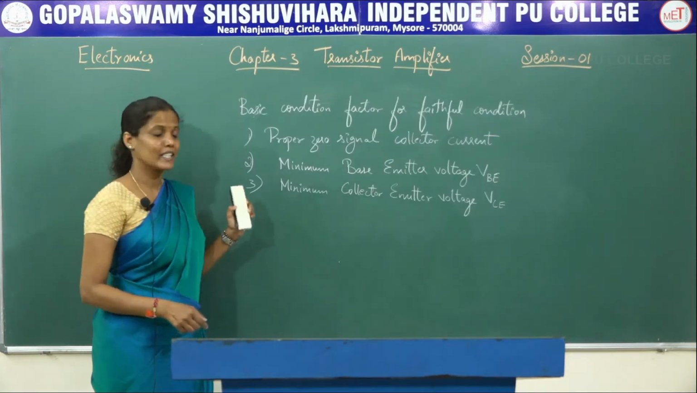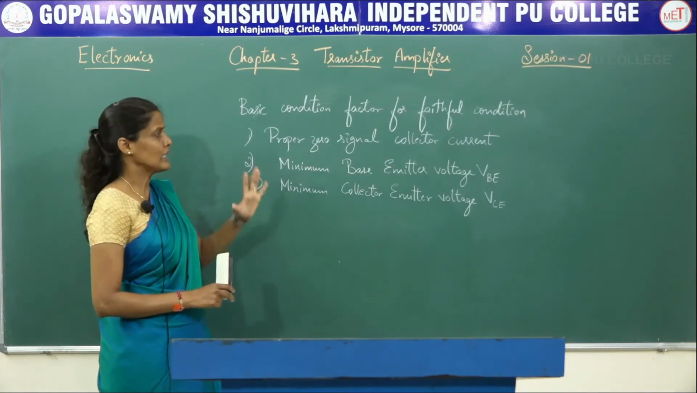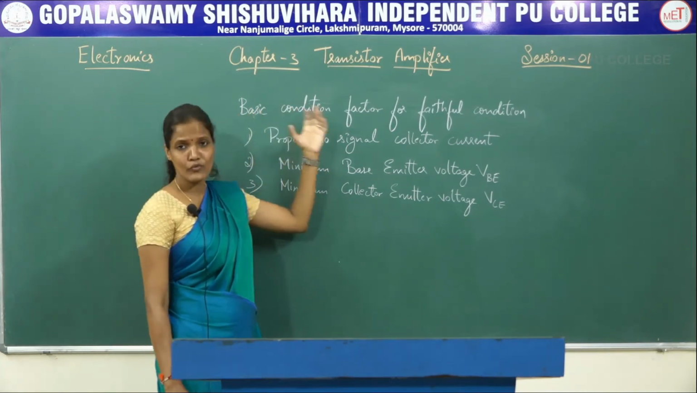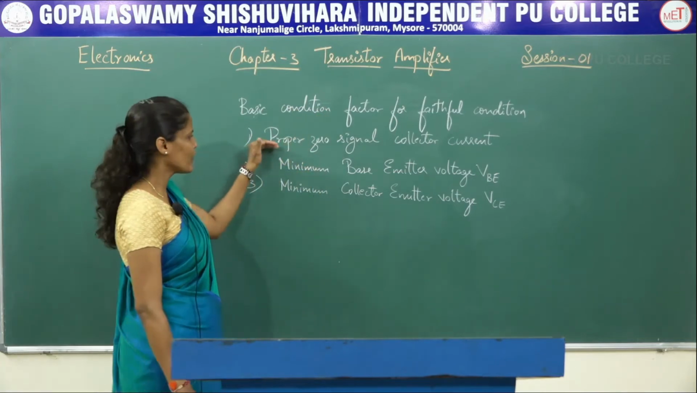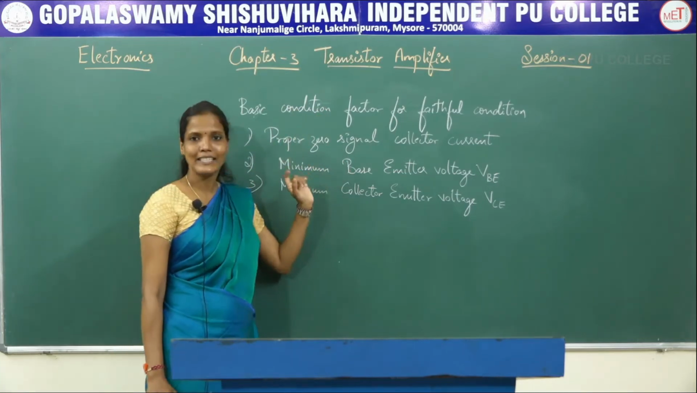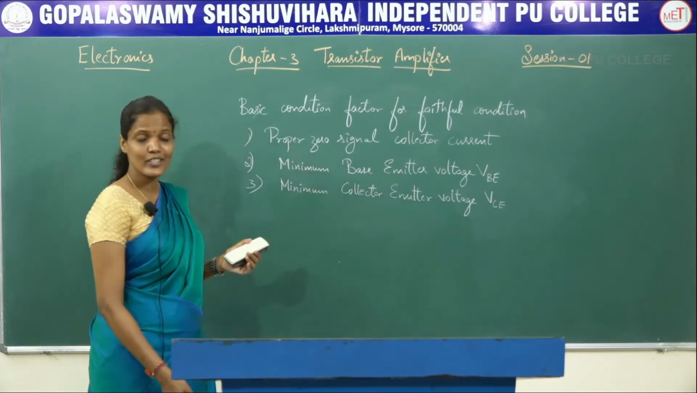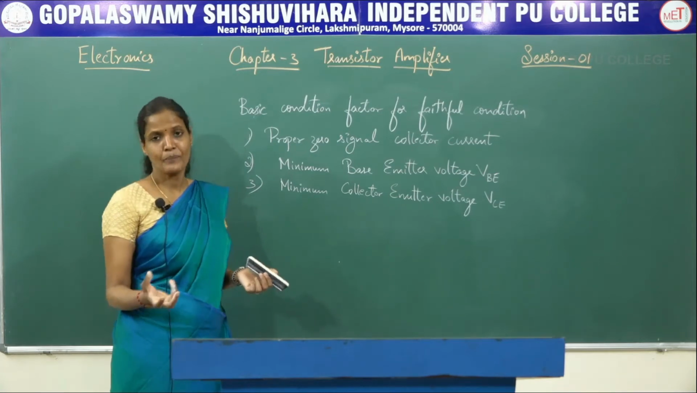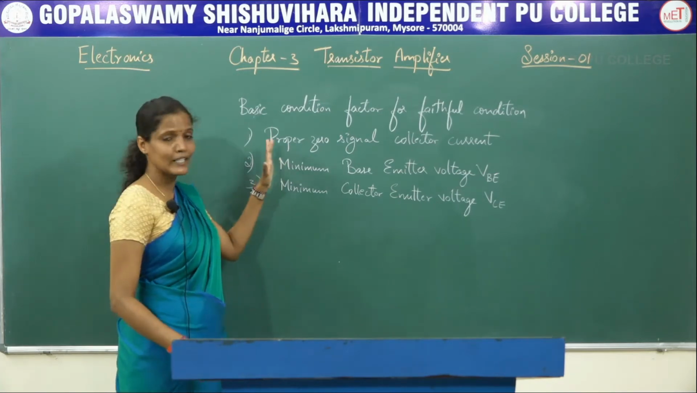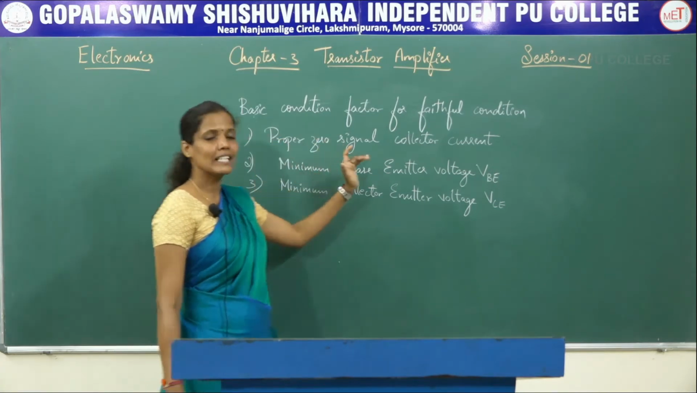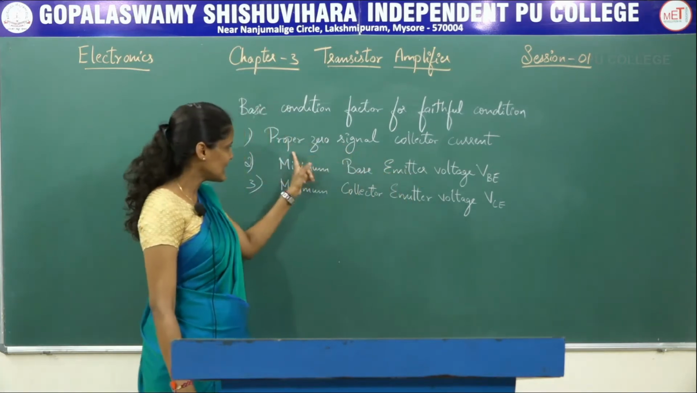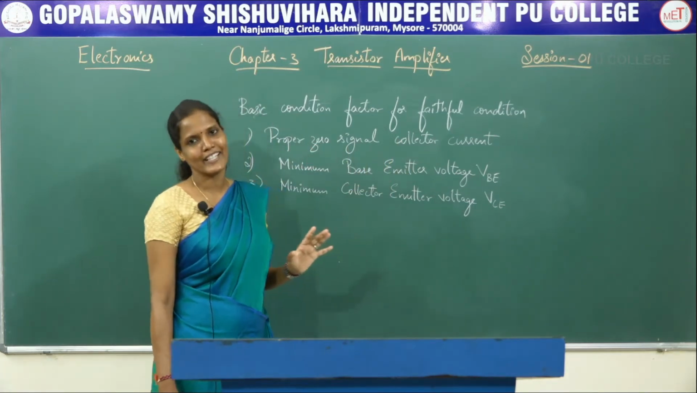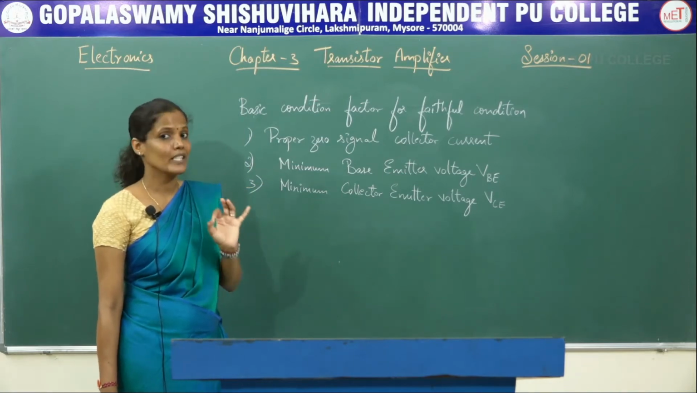Just now we saw the definition of faithful amplification. For a faithful amplification, there are three condition factors which are very important. The first one is proper zero signal collector current. Collector current is nothing but the output current. Whenever I am not applying any kind of signal at the input side, the collector current must be equal to 0. That is the meaning of proper zero signal collector current. When I am not applying any input signal, the output current must be equal to 0.